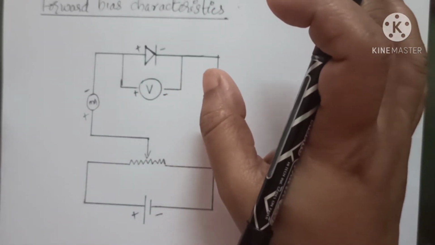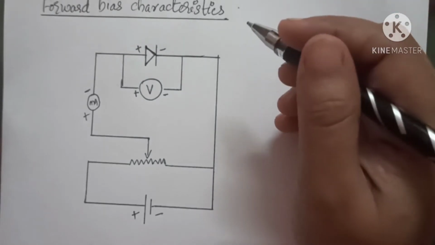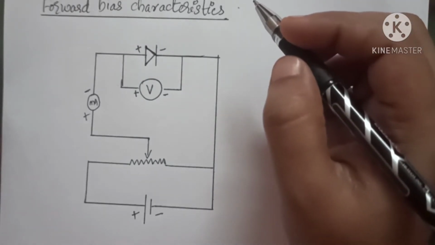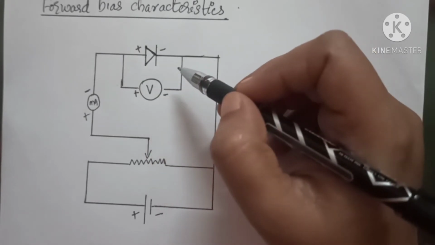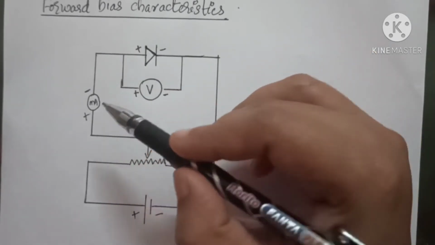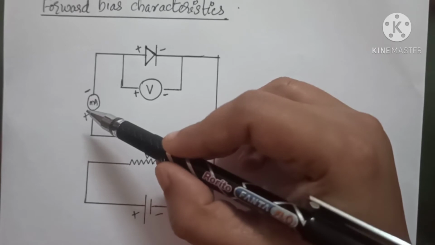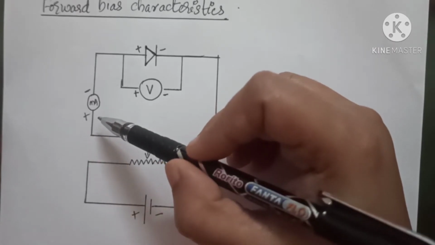Now what we are doing here is, we are starting from a low value. The forward bias voltage is increased step by step, and the forward current is noted with the help of a meter. Understood?